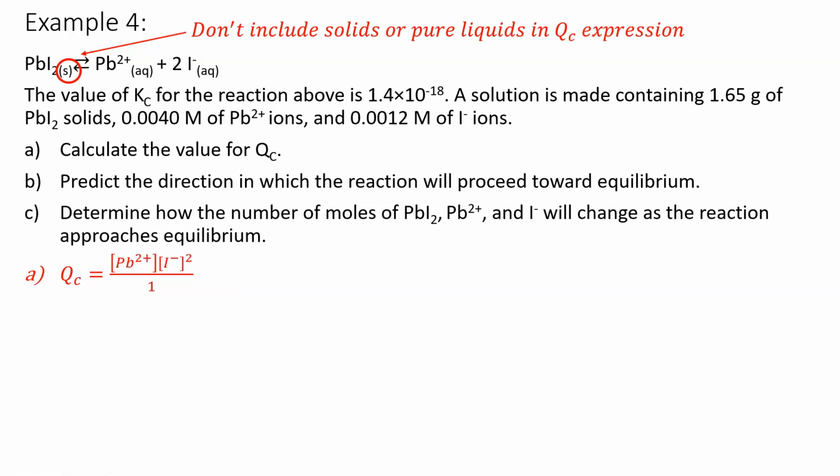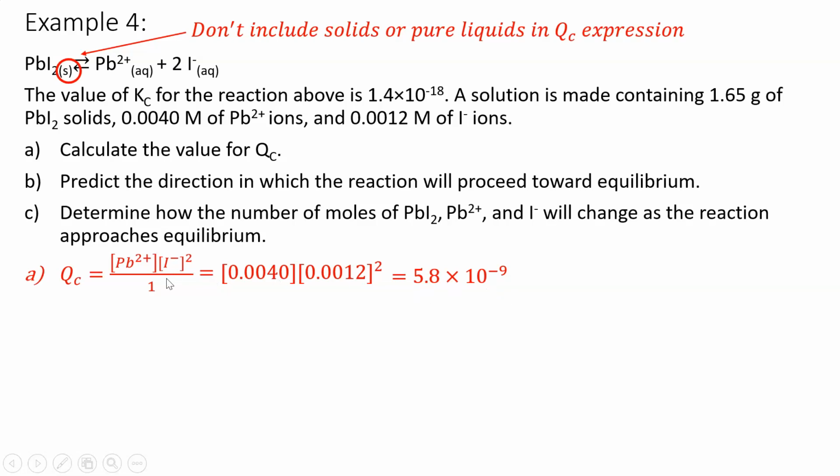So now we can just plug in the concentration of Pb2 plus and the concentration of I minus: 0.0040 times 0.0012 squared, and we could divide by 1, but that would just be the same answer. You end up with 5.8 times 10 to the negative 9th. Again, no units here.